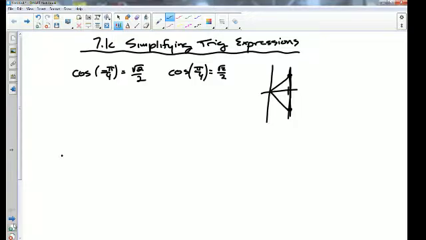They're equal. Okay, so this is an opposite angle identity. The cosine of some negative angle is the same as the cosine of the opposite of that. So if you're looking for the cosine of negative pi over 4, it's the same as cosine pi over 4. And you can use that to your advantage.